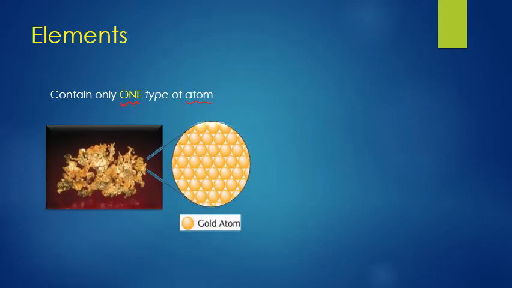So here I have a picture of gold. Gold contains only gold atoms. By the way, the symbol for gold is AU. That is one of the things you do need to know. Gold has AU as its symbol, and it's only made up of identical little balls, one type of atom.